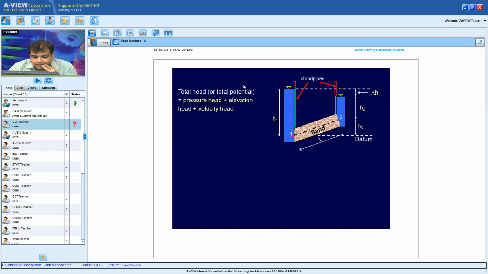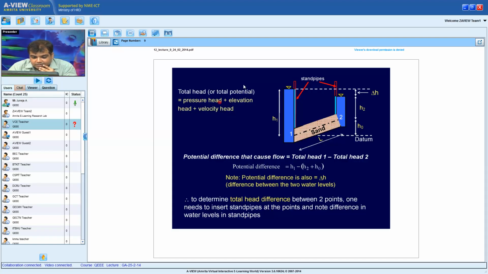However, for most soil mechanics problems, the velocity head is conveniently taken as 0, or ignored, because it is much smaller than the pressure head and the elevation head. So we ignore the third one in most cases. In other words, the total head equals the pressure head plus the elevation head.